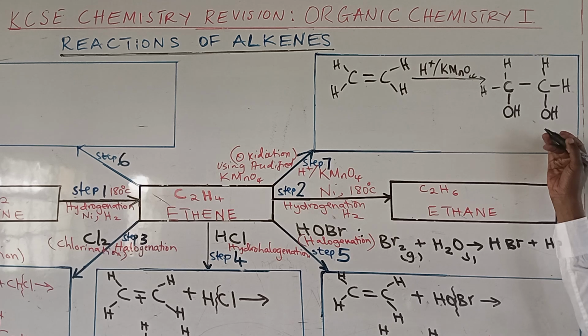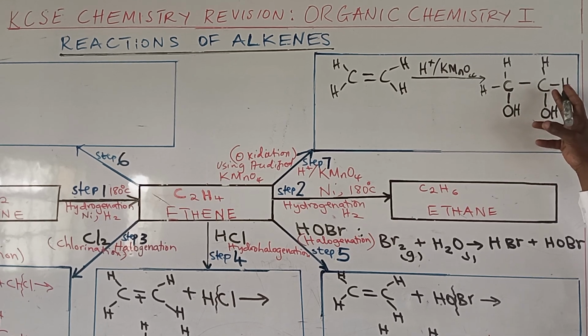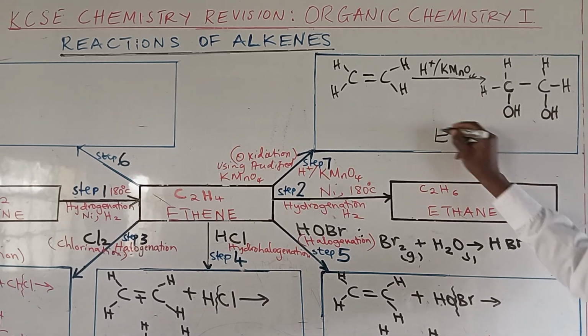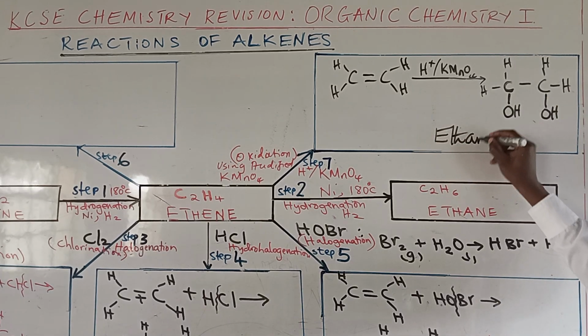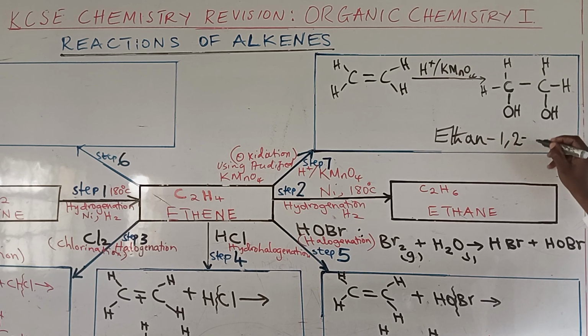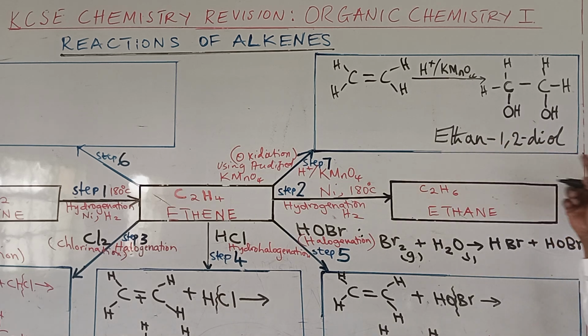So in the naming, we shall say, what is the parent? The parent alkane is eth, so we shall have ethane, that is, ethane 1, 2 diol.